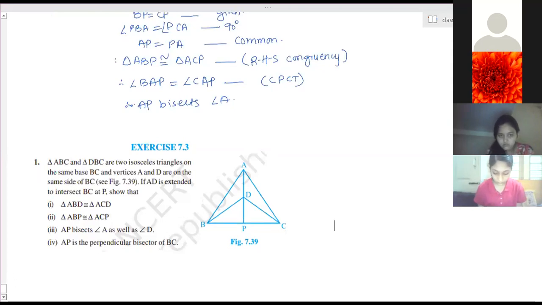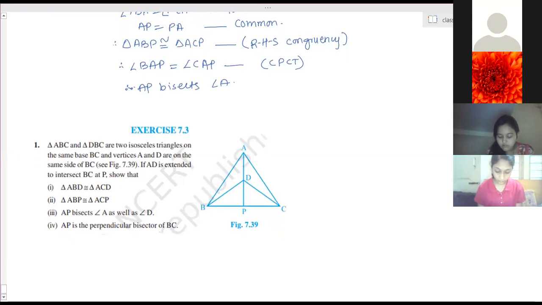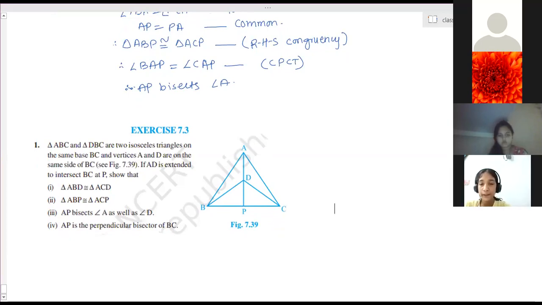Now in this triangle, this is a 4 marker, always asked question. 7.3, first one. They ask every time this question for 4 marks. In this one, ABC and DBC are two isosceles triangles on the same base BC. Vertices A and D lie on the same side of BC. If AD is extended to intersect BC at P, show that triangle ABD and triangle ACD are congruent, ABP and ACP are congruent, AP bisects angle A as well as angle D, and AP is a perpendicular bisector of BC. So there is first congruency.